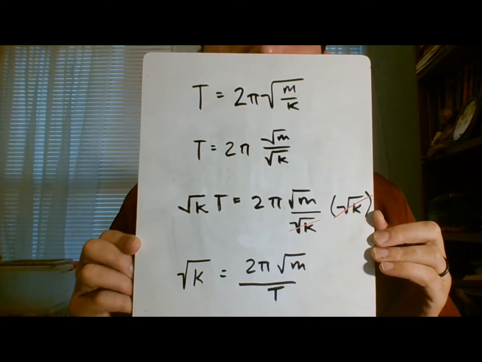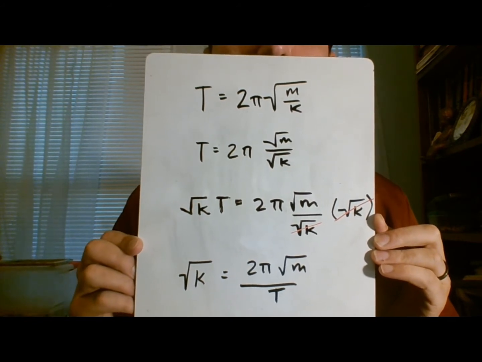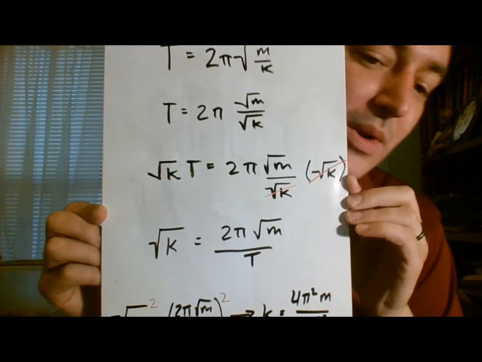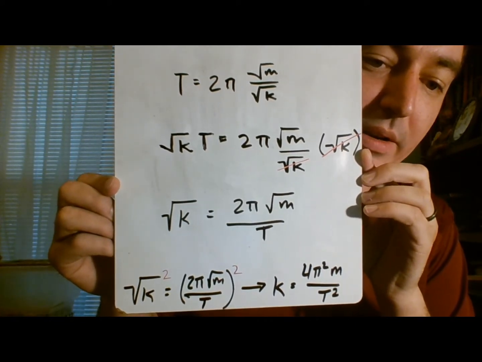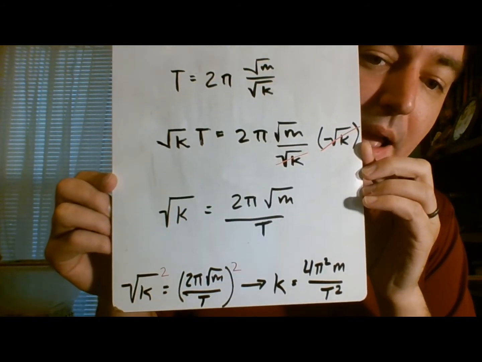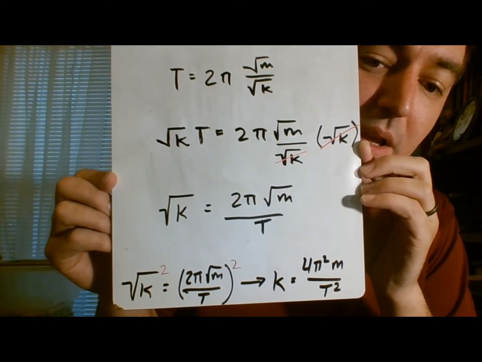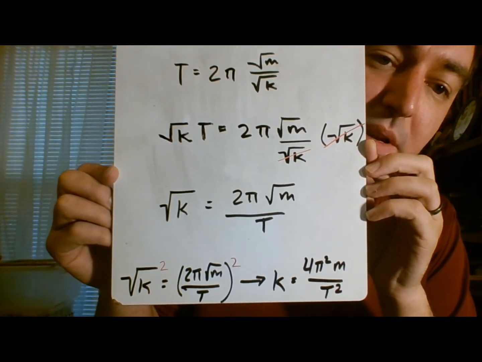And you can see now I have square root of k is equal to all that other stuff, which you can hopefully see pretty clearly means we just need to square it. Well, 2 pi are just numbers, so we can easily square them, and they become 4 pi squared. And then square root of m times square root of m is m, and T times itself is T squared. So we now have this equation to go back and solve for my spring constant.